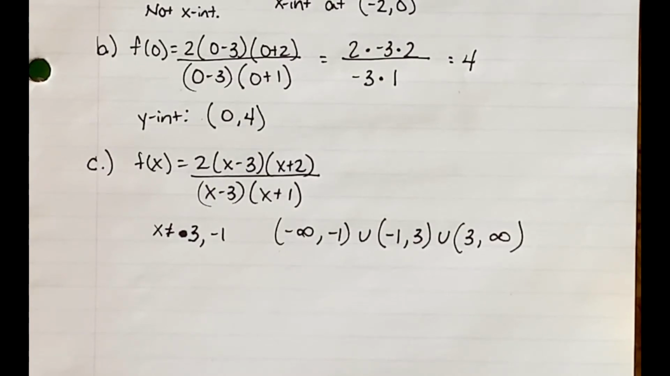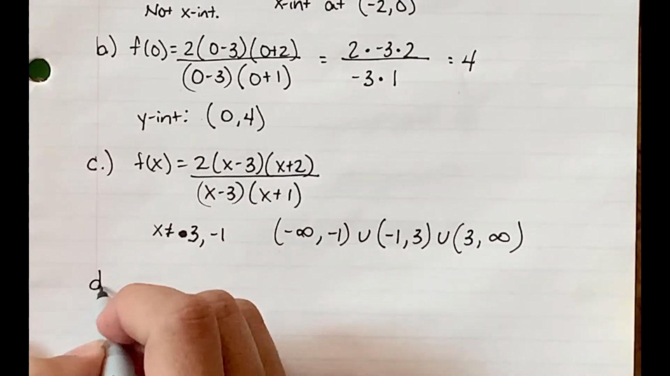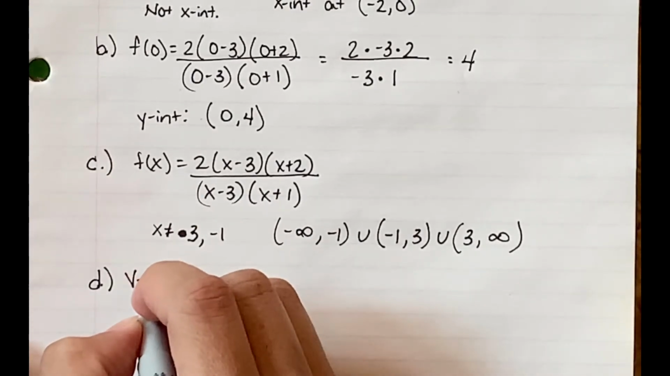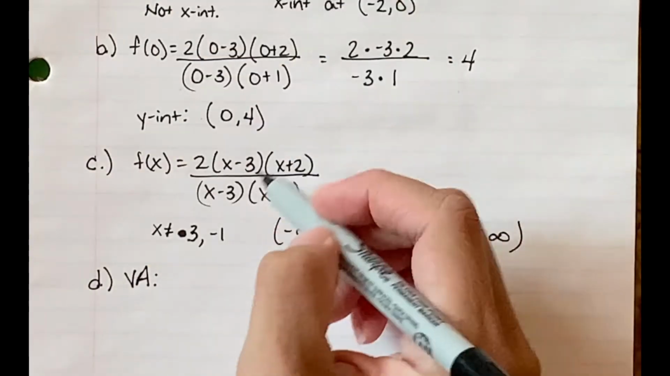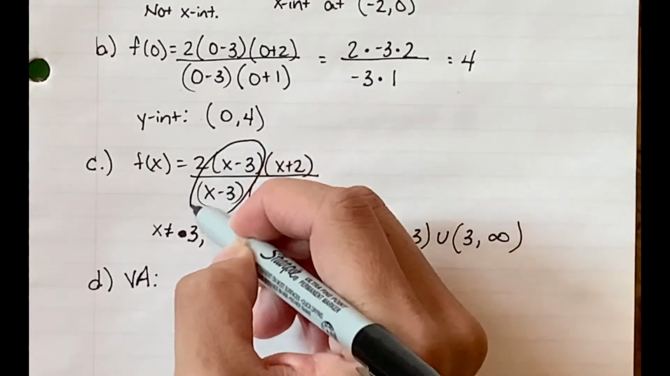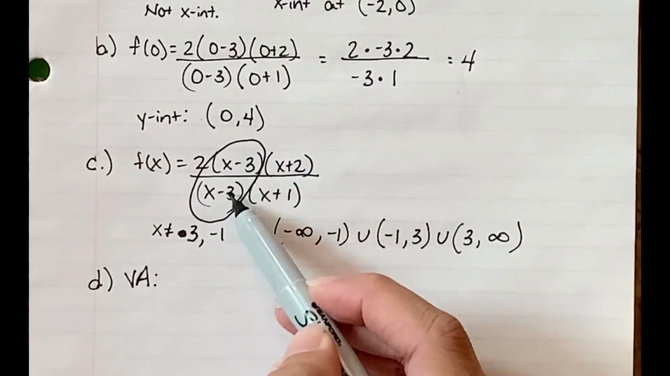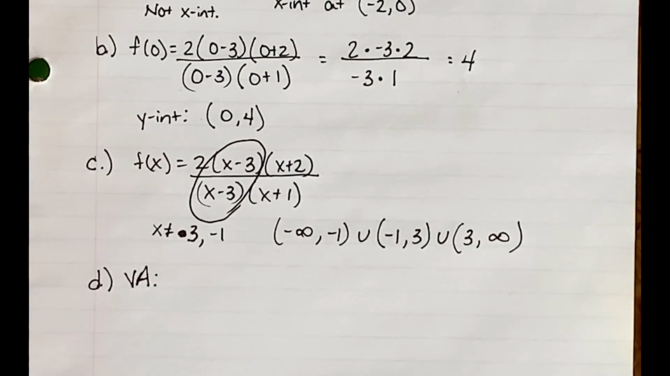Question D, as in dog, asks us to determine the asymptotes for our function. Let's start with our vertical asymptotes. Vertical asymptotes occur where the denominator could equal 0 and where you have terms that do not cancel from numerator to denominator. So as a reminder, this x minus 3 that you have in the numerator and in the denominator ends up basically giving you a hole in your function that is not a vertical asymptote.